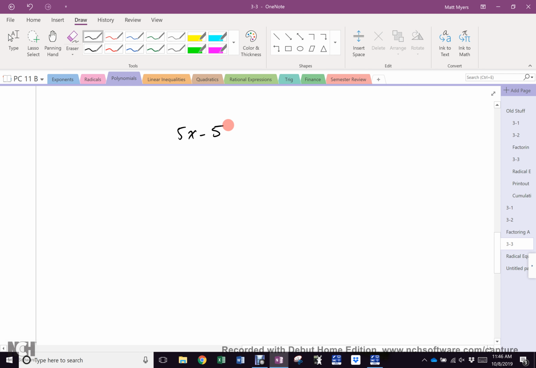5x minus 5 equals 0. How would you solve that for x? Go. 5x equals 5. Now what? Divide by 5. X equals 1. Right? Okay. Then, how would you check that? You would put it here. 5 times 1 minus 5 equals 0. 5 minus 5 equals 0. 0 equals 0, and it's done, right?